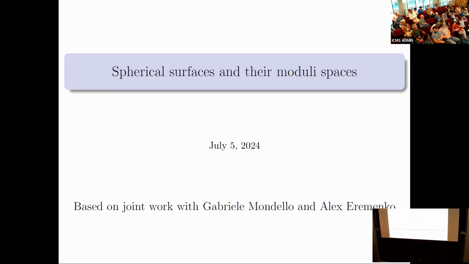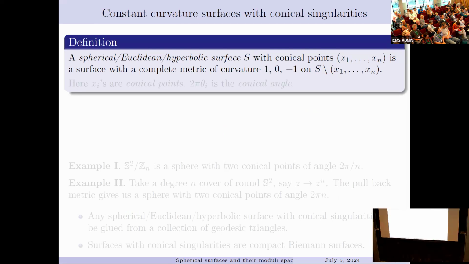Okay. So mainly I will speak about results with Gabriele, but in the end I hope I will come to results with Alec. I will start with the definition: we have spherical, Euclidean or hyperbolic surfaces with conical singularities. It's a surface with a complete metric of curvature 1, 0, or -1. If you think about something, I hope you can see something like this. This is my sphere. I have a metric of curvature 1, but also singularity.